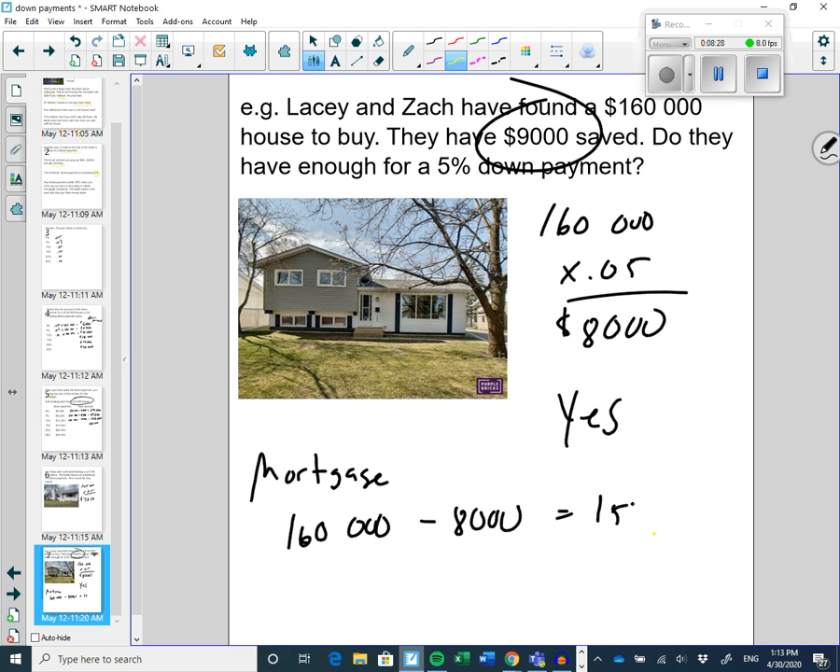They still owe $152,000 on their mortgage, okay? That is going to take them a long time to pay off.